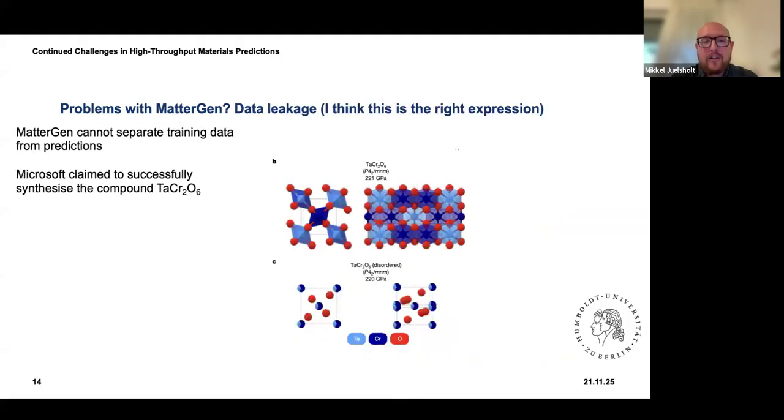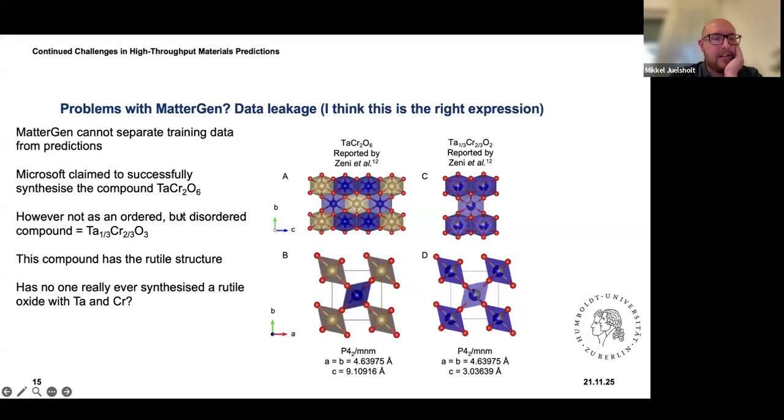The really interesting thing, and where I think the big problem comes, is that MatterGen suffers from what I think is called data leakage, but someone correct me if this is not the right terminology. The problem is that Microsoft claimed to make this model, and they claim to synthesize this material, tantalum chromium oxide, and basically they say, well, as I said, it's not ordered, it's a disordered version. And it has this rutile structure. And where I come into the picture, I really think, was that I looked at this and was like, has no one ever synthesized a rutile oxide with tantalum and chromium?